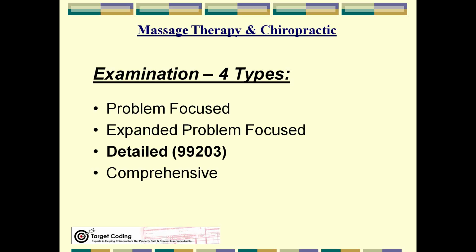Problem-focused exam is 99201. Expanded problem-focused exam is 99202. A detailed exam is 99203. Comprehensive exam, 99204 and 99205. So now let's go back to the detailed exam. What is that? You have to have 12 findings, 12 exam findings. They could be positive or negative.